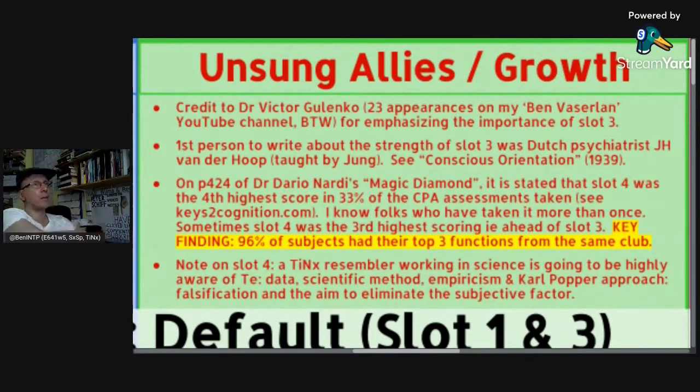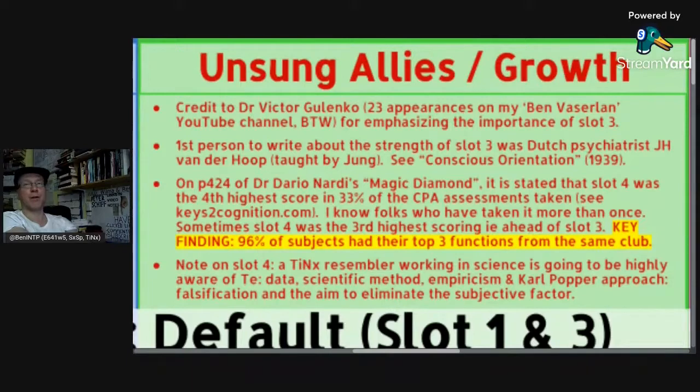So, for example, think of a female INTP that grew up in the countryside and did a lot of extroverting activities, and certain upbringing and challenges will develop her SE and make her an INTP resembler with ENTP-like SE. Not that that's that high. I know folks have taken it more than once. Sometimes slot 4 is the third highest scorer. Key finding: 96% of subjects had the top 3 functions from the same club.